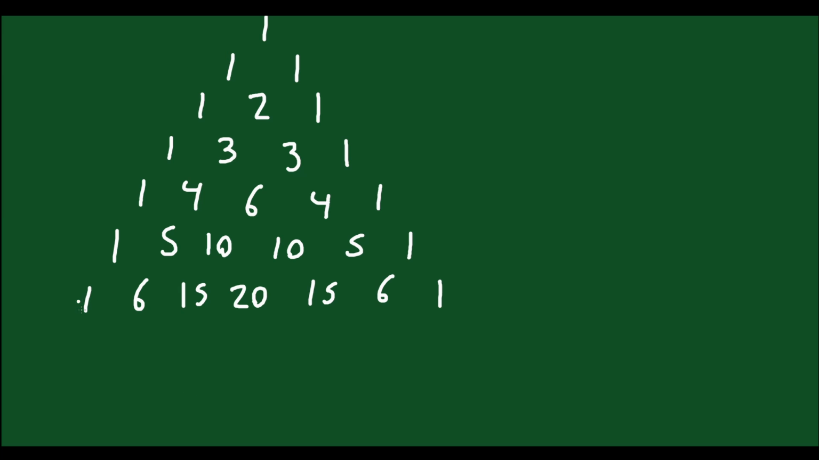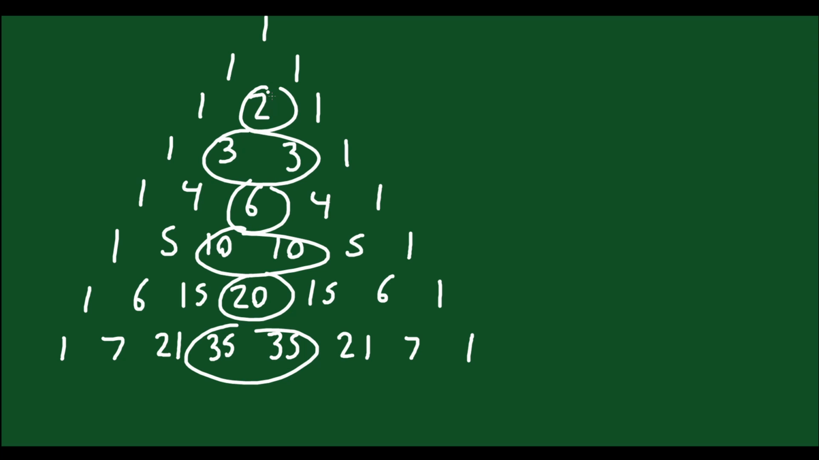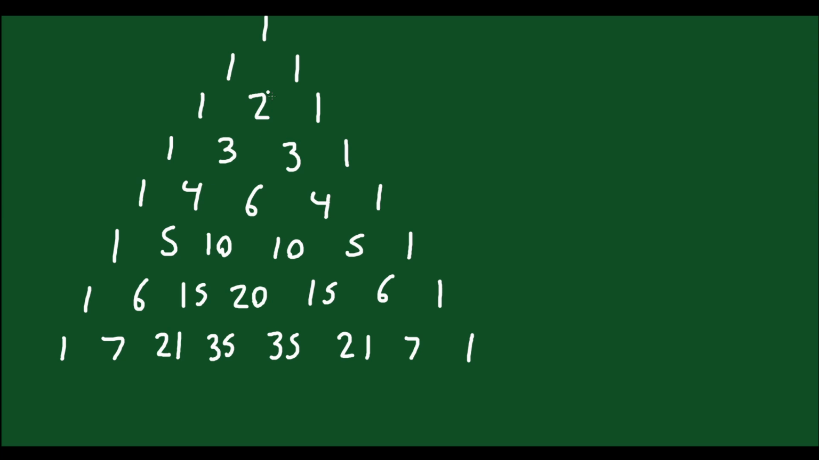If we go one more layer, you get 1, 1 plus 6 is 7, 6 plus 15 is 21, 15 plus 20 is 35, 20 plus 15 is 35 as well, 15 plus 6 is 21, 6 plus 1 is 7, and then 1. So you can see, again, it repeats on either side, right? Sometimes you have two numbers the same in the middle, sometimes you have 1 by itself, right? And that alternates, right? Now, this pattern goes on, right? You can obviously do this forever.